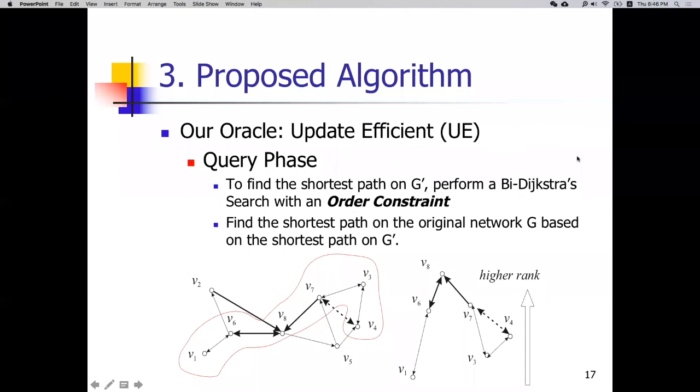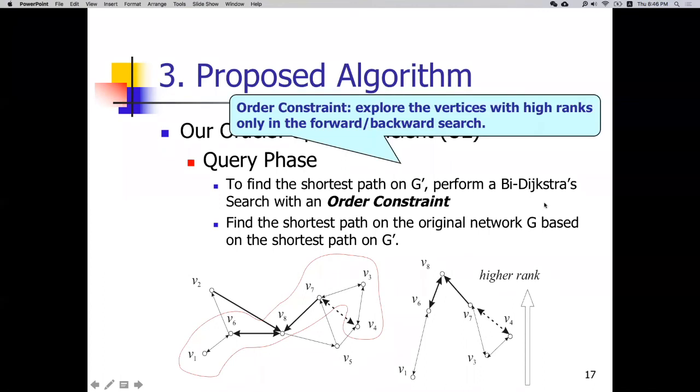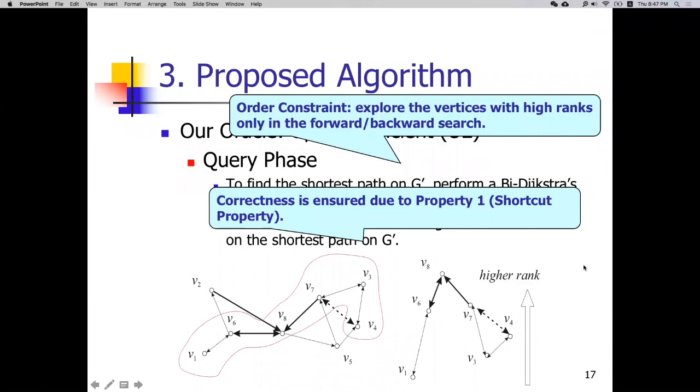In the query phase, we first find the shortest path on G prime by performing a bidirectional search with an order constraint. The order constraint is that we only explore the vertices with higher ranks in the forward and backward search. In this example, consider the shortest path from V4 to V1 on G prime. The forward search only visits V7 and V8, and the backward search visits V6 and V8, and the two searches finally meet at V8. Then we further find the shortest path on the original network G based on the shortest path on G prime. The correctness is ensured due to property 1, the shortcut property.